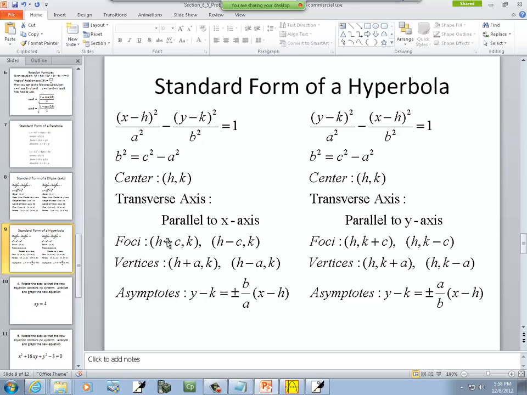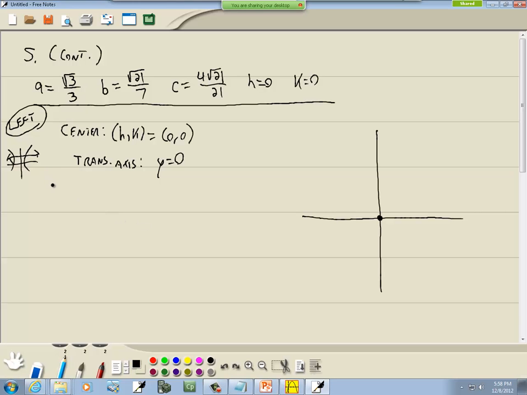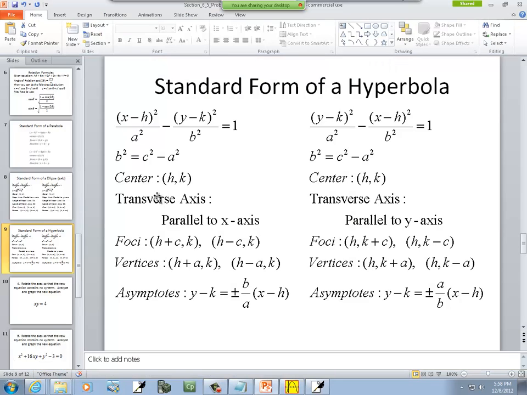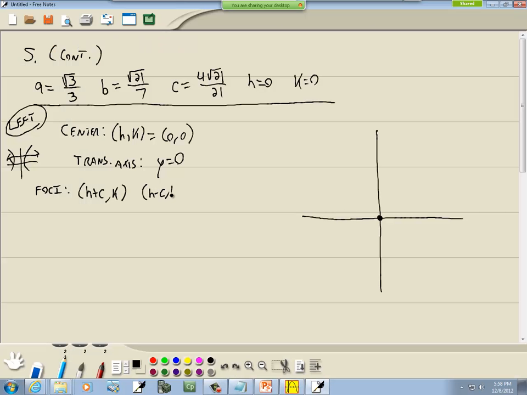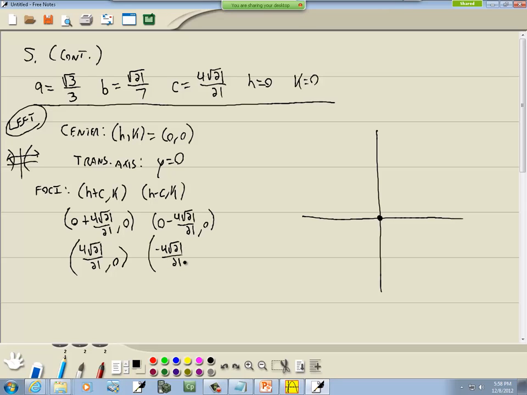Okay, so foci, even though we're not going to use those, let me go ahead and find them. H plus C, K and H minus C, K. H is 0, C was 4 square root of 21 over 21, K is 0. And this would be 0 minus 4 square root of 21 over 21, 0. So we got 4 square root of 21 over 21, 0, and negative 4 square root of 21 over 21, 0.